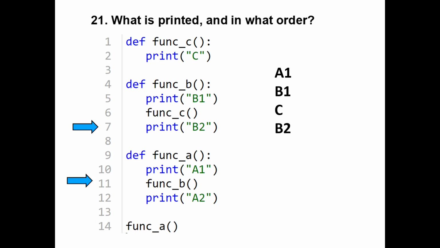From there, we've reached the end of the function. So I'm going to delete this arrow, and it's going to jump back to where function B was called from in line 11. Then finally, it's going to move to the next line there and print out A2.